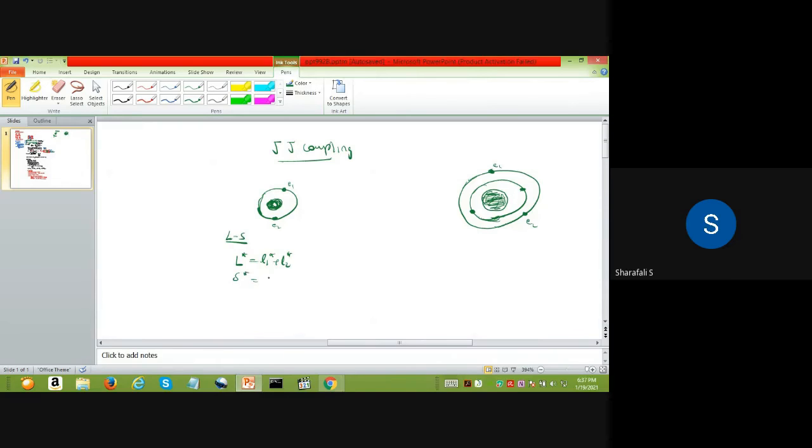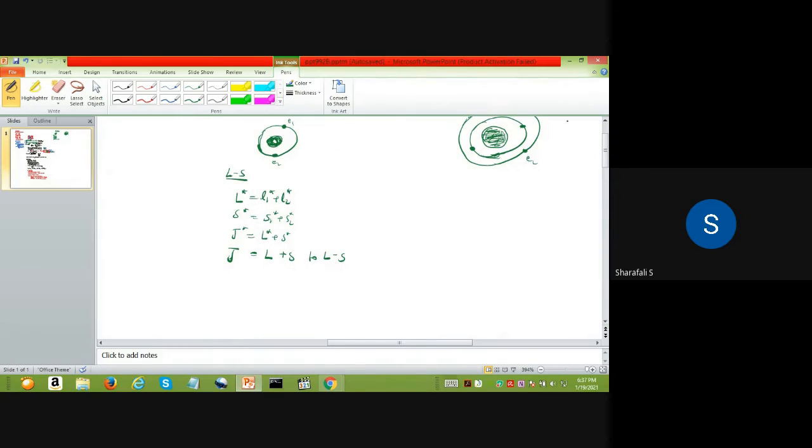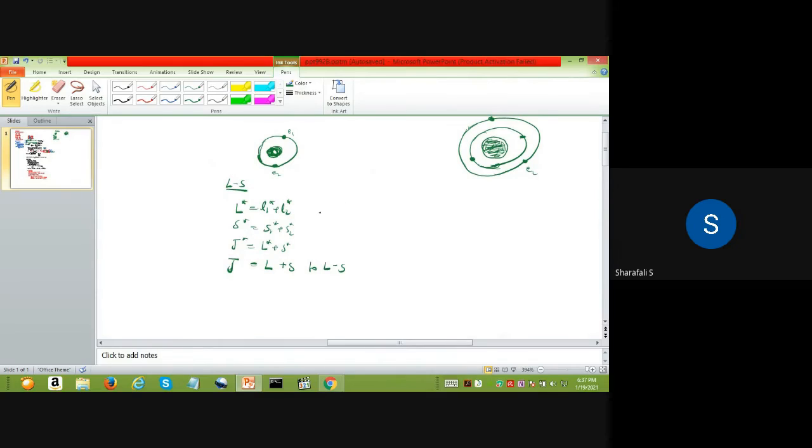Similarly, S star is S1 star plus S2 star. I'm talking about those magnitudes. If you consider that J star magnitude, that will be L star plus S star. So in terms of total J, I have to write J equal to L plus S to L minus S, in the case of LS coupling.